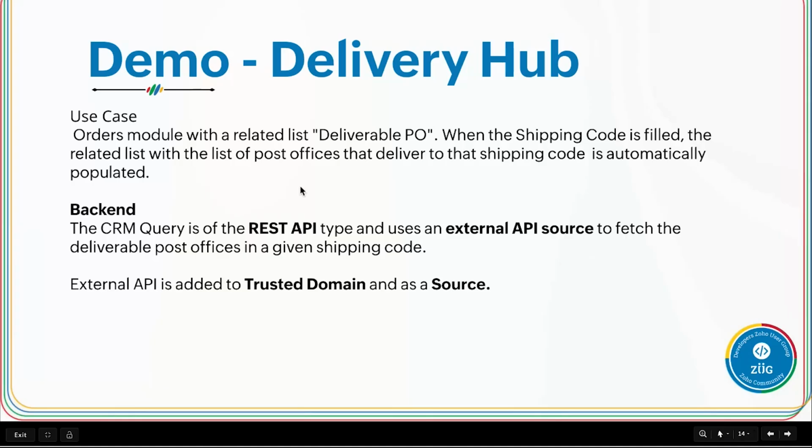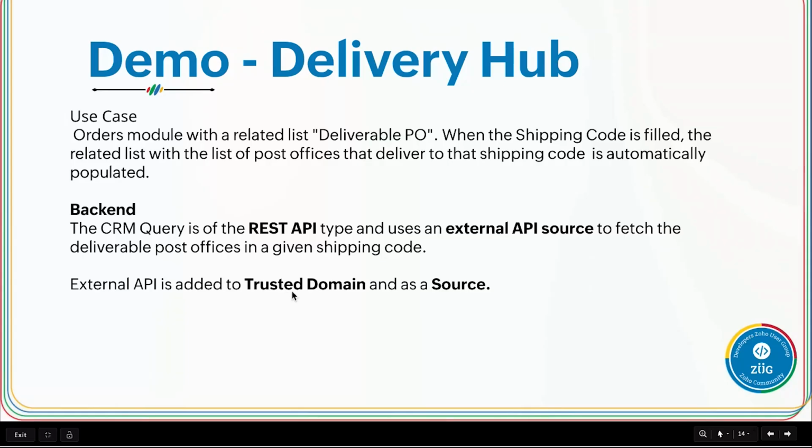Now, what happens in the background is that I have to write a CRM query. Custom related lists can be powered by queries. So, I'm writing a CRM query. Because I'm going to be using an external API to give me the postal office's details, I am going to be choosing the REST API type as my query. So my source is going to be a REST API. Because it's a REST API, queries will make API calls to that domain, so I have to add that domain to trusted domains so that it is not blocked.